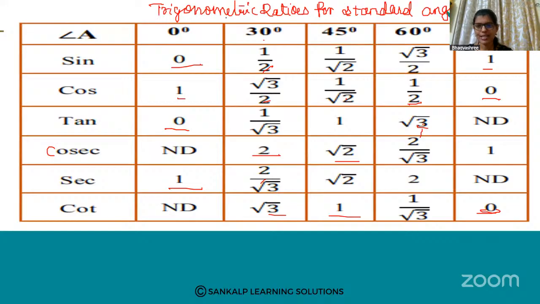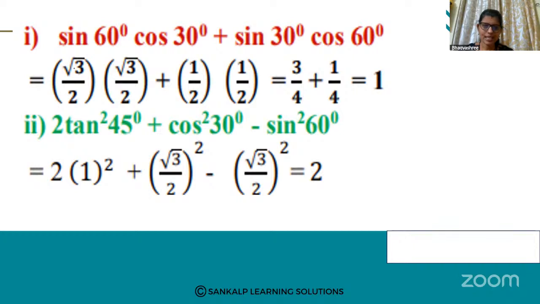See here, sin 60 degree is root 3 by 2, cos 30 degree is root 3 by 2, sin 30 degree is 1 by 2, cos 60 degree is 1 by 2. So root 3 into root 3 is 3, 2 into 2 is 4, plus 1 into 1, 2 into 2 is 4. 3 by 4 plus 1 by 4, 3 plus 1, 4 by 4, that's equal to 1. So the answer is 1.